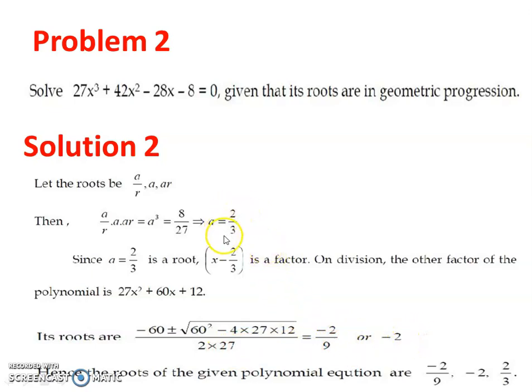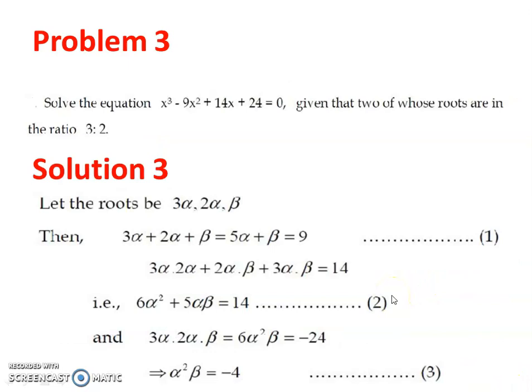Already we got one root as 2 by 3. The other roots are minus 2 by 9 and minus 2. Hence the roots of the given polynomial equation are minus 2 by 9, minus 2 and 2 by 3.